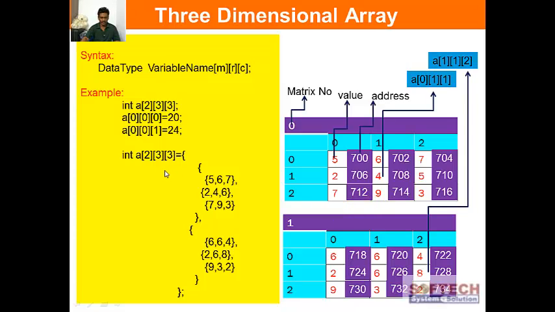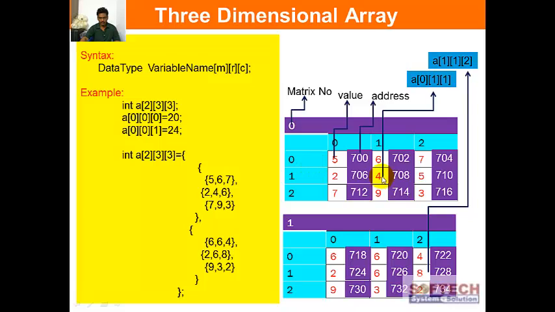We can also do both declaration and initialization in a single statement, that is int a[2][3][3] equal to, here we initialize it. This is the zeroth matrix. This is the one matrix, 3 by 3. This is another matrix, totally 2 matrices, 3 rows, 3 columns. So this is the memory mapping for that example.